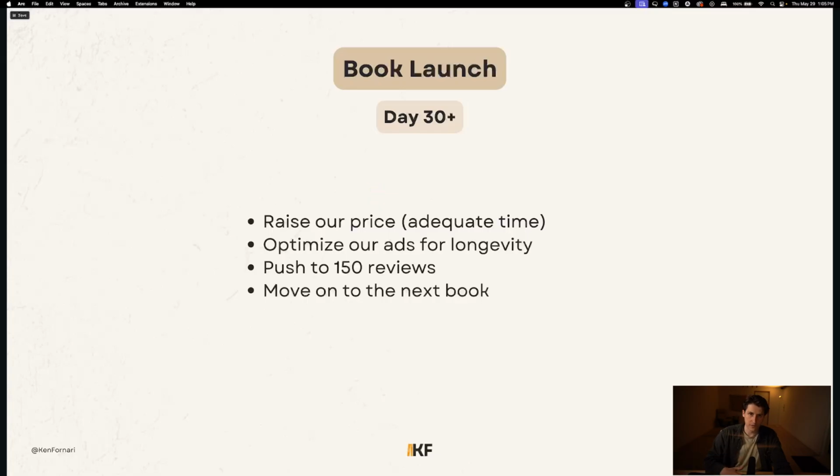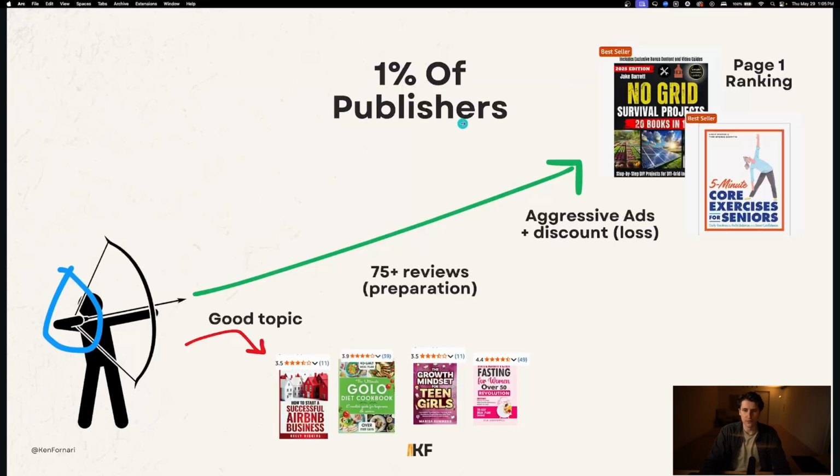We take what we've learned, we improve if there is places to improve, and we just rinse and repeat this process. So what the 1% of publishers do to actually get books that sell is exactly the launch process. Most people will just launch a book, get a few reviews, and they'll never actually see it through to any results. But the 1% of publishers will publish a book in a high demand topic. They will prepare for their reviews so they get at least 75 at launch. They will run aggressive ads to their discounted book to force it into the rankings, even if they take a loss in this first month.